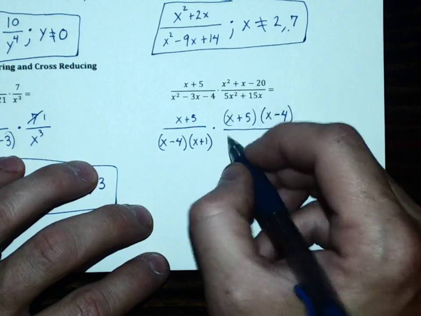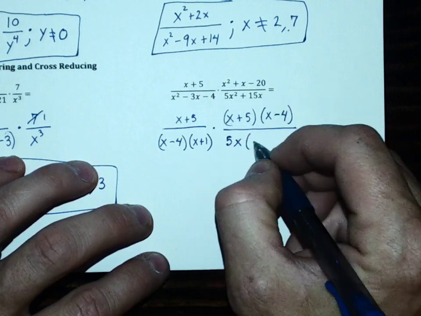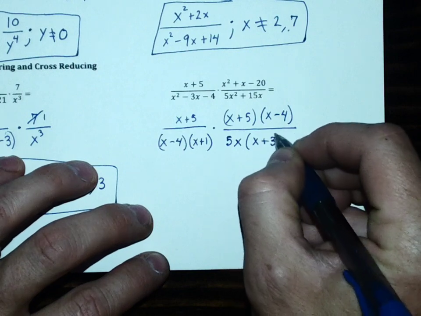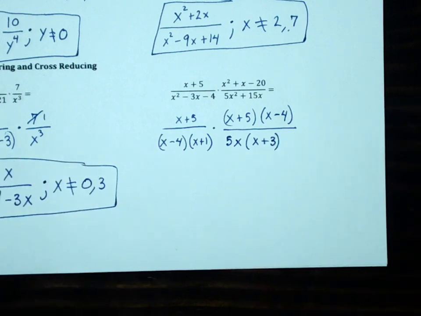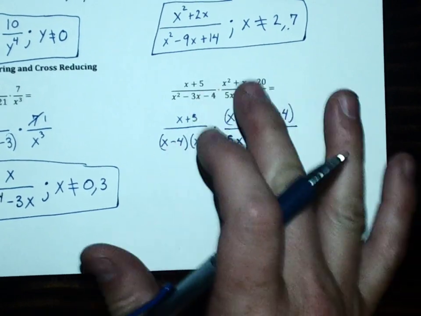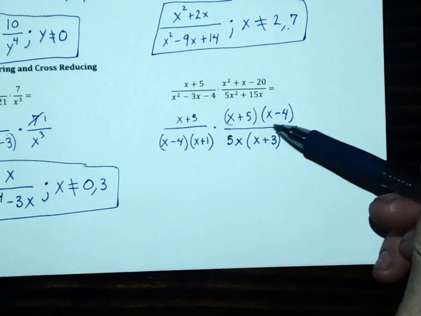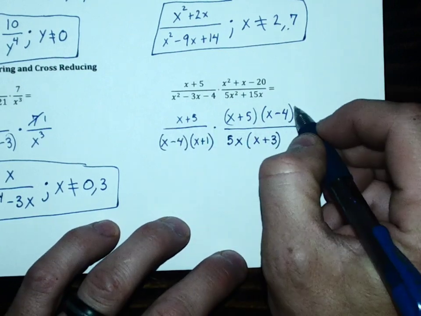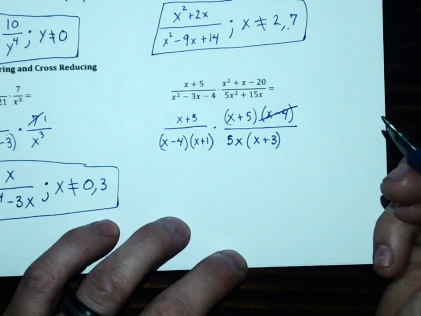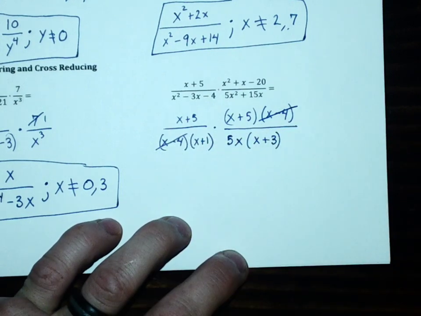What's the only thing in common? A 5x can be taken out. What's left behind? X plus 3. So here is our factored form of this original statement. Anything that is opposite of each other, that is exactly the same, that x minus 4 and that x minus 4, they divide away. Does anything else divide away?